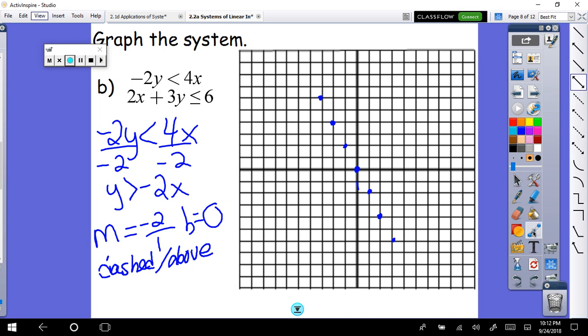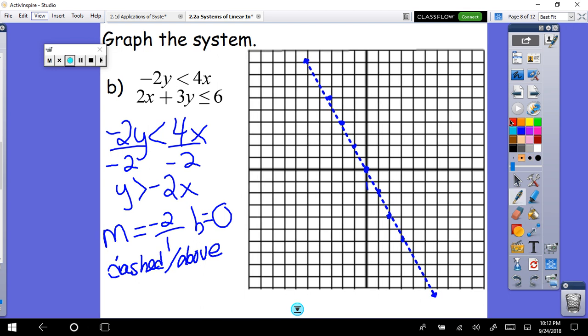So let's get our dashed line here. Make it blue to match my points. Nice blue dashed line. And I'm guessing we're going to be shading above. So up here, 0, 0 is taken on this line, so I can't plug that in. I'm going to have to choose a different point. I'm going to stick with 0 for x, but let's try 0, 5. I'm plugging in 0 for x and 5 for y. So 5 greater than -2 times 0. Is 5 greater than 0? Yes. So I am shading towards that point.